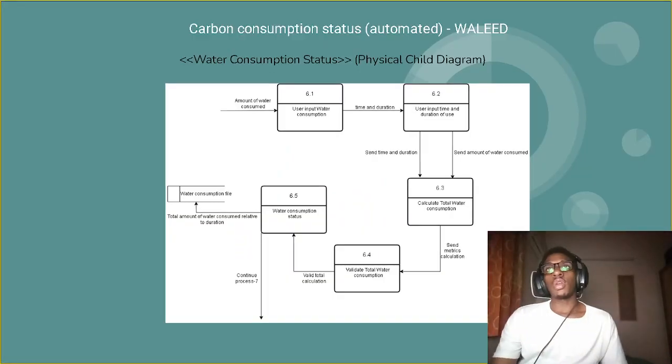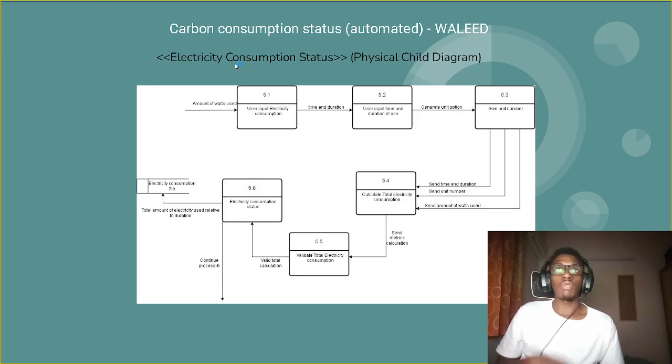I'll be explaining my module, which is the carbon consumption status. So, first we have the child diagram for the water consumption status. It takes the user input for water consumption and then the user input for time and duration. And then the system calculates the total water consumption and stores it in the water consumption file.